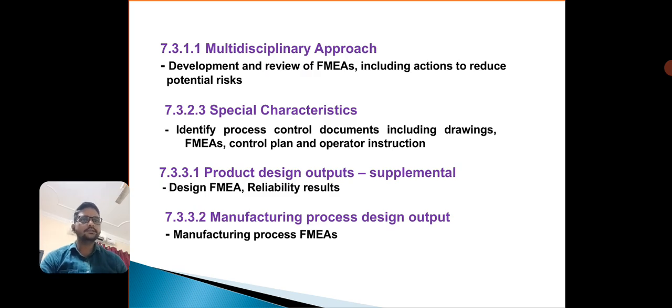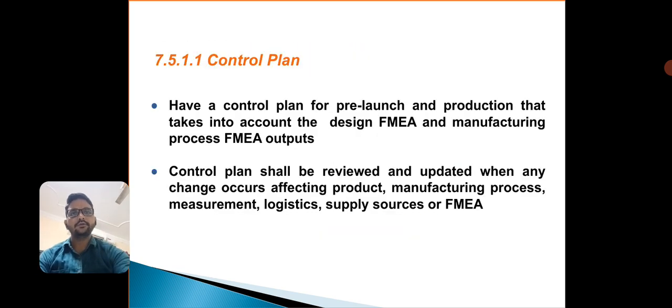Next is special characteristic. A special characteristic is fit, function, form, performance and government regulatory. The five requirements in a special characteristic identify process control documents including drawing, FMEA, control plan and operator instructions. Next is product design outputs, that is design FMEA and reliability results. Manufacturing process design output, that is manufacturing process FMEA.